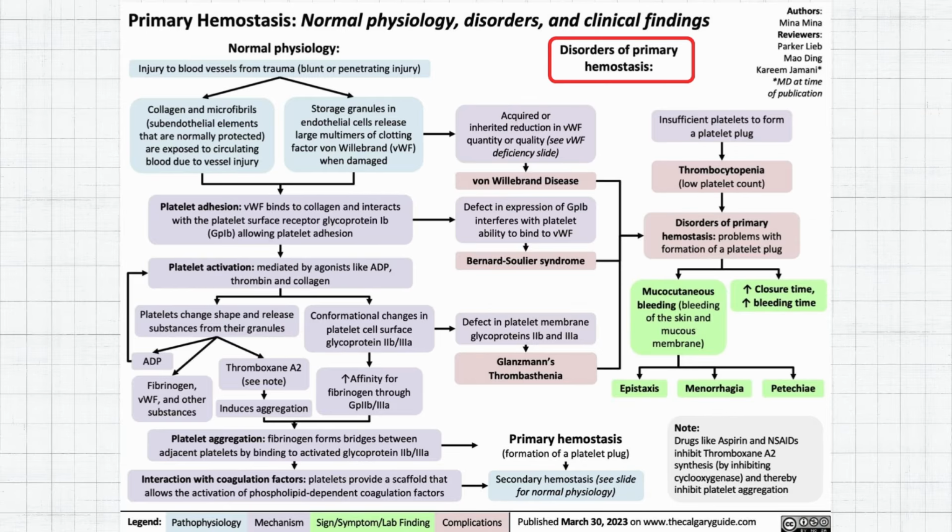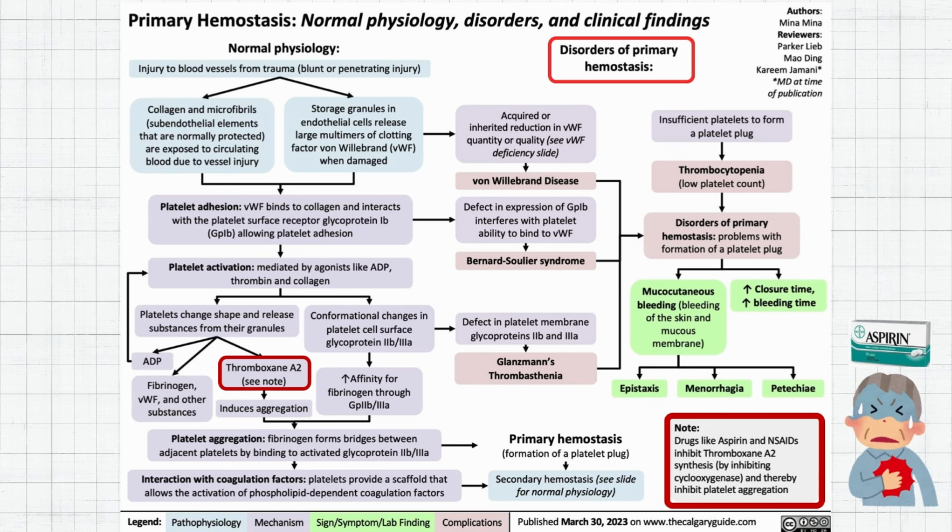One quick pharmacology pearl before we finish. Look at this note about aspirin and NSAIDs. Why do they cause bleeding? They inhibit cyclooxygenase, COX, which stops the synthesis of thromboxane A2. Without thromboxane A2, you can't recruit more platelets and aggregation is inhibited. This is why we give aspirin for heart attacks, to stop the clot.